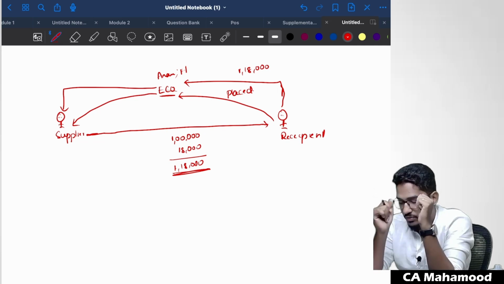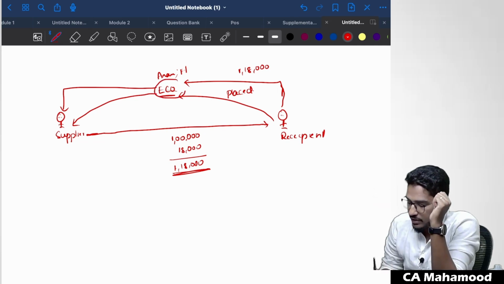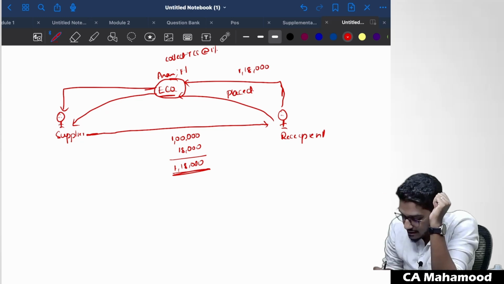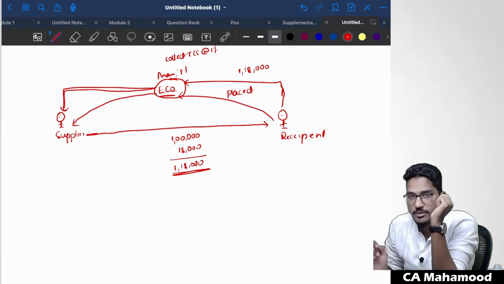But here, what they have told is, this e-commerce operator, whenever he collects the payment from the recipient, should not transfer the entire amount to the supplier. He should collect some TCS. He should collect TCS at the rate of 1%, and only the balance amount he will transfer to the supplier.